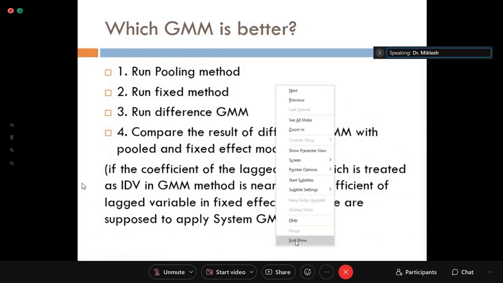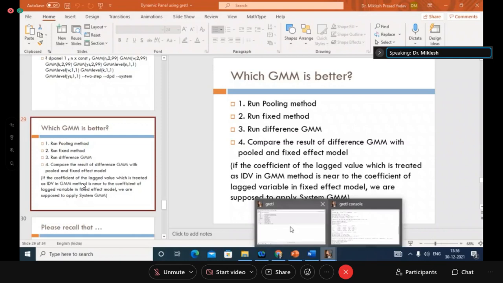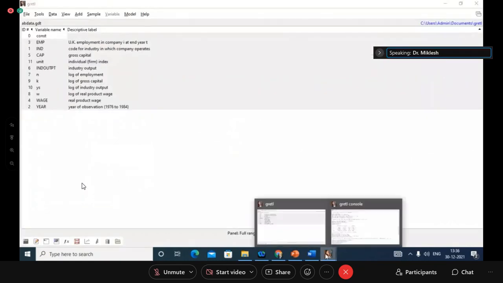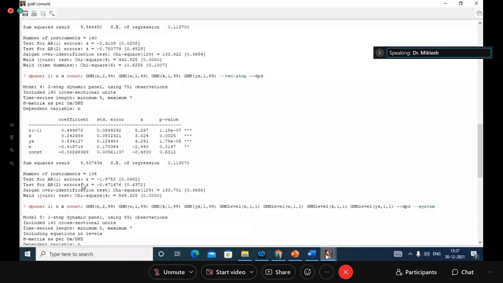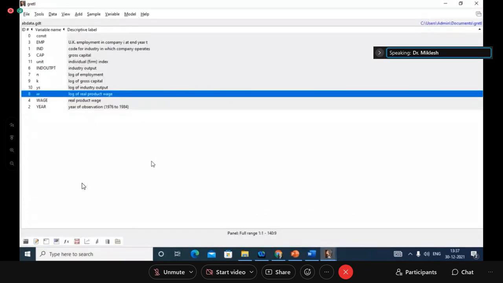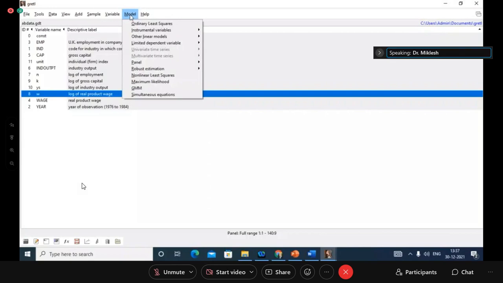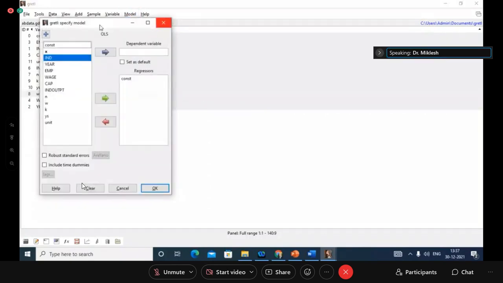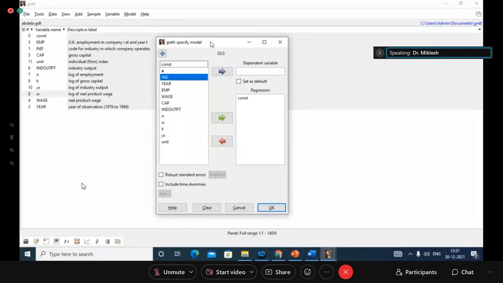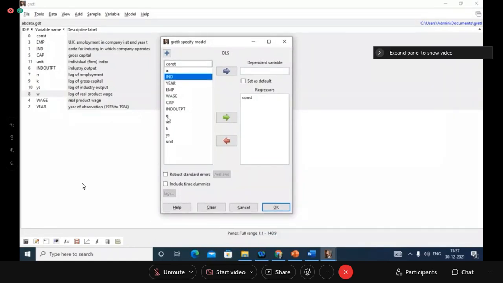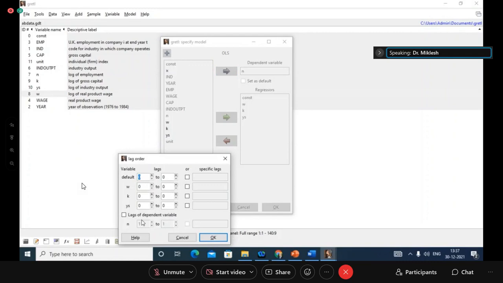So let's do it. For example, this is my data, right? I have to run the pooled method. Where to go? Go to this model, click on this and write N. N is my DV, W, K, Y, S my IDVs, and simultaneously we have to click on lags. In this lags, I have to click lag of dependent variable.